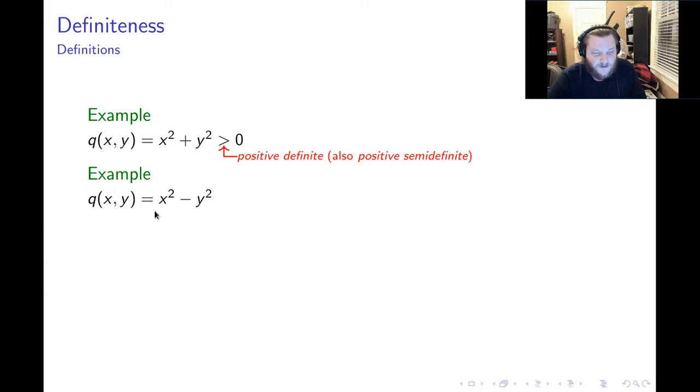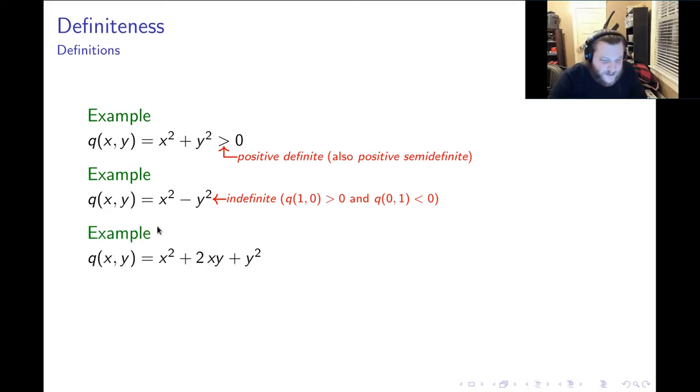What about our second example? This is the quadratic form given by x squared minus y squared. If I plug in 1 comma 0, the output will be 1. But if I plug in 0 comma 1, the output will be negative 1. So this quadratic form takes on positive and negative values. This means that it is indefinite. It's positive for some inputs and negative for other inputs.